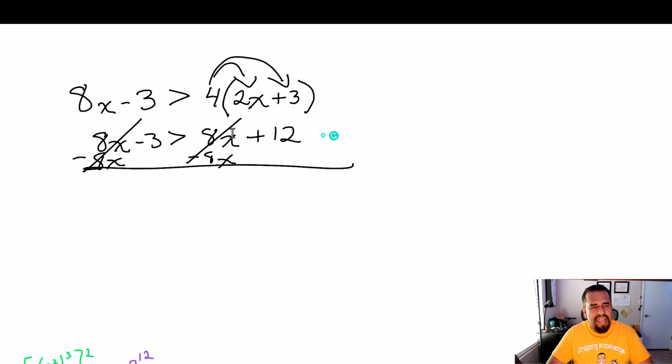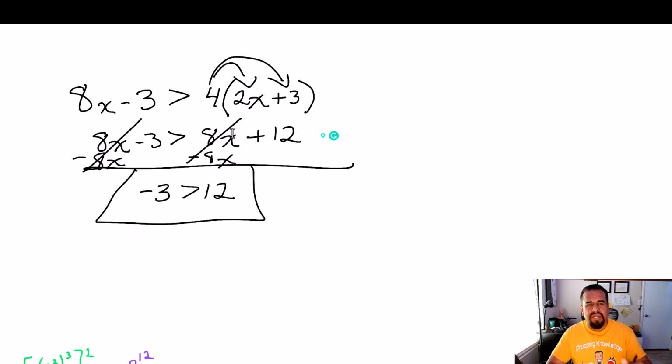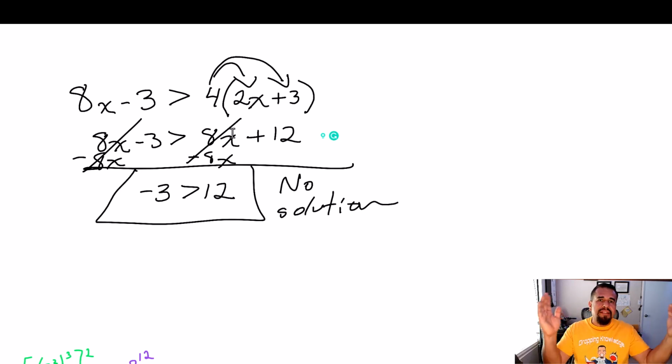Let's look at what we have. Negative 3 is greater than 12. So look at my solution. Negative 3 is greater than 12. Is that statement true? Of course not. Negative 3 is not greater than 12. So what this means in this case is that we have no solution. Okay? No solution. That's all it means. And we can move on to the next one.